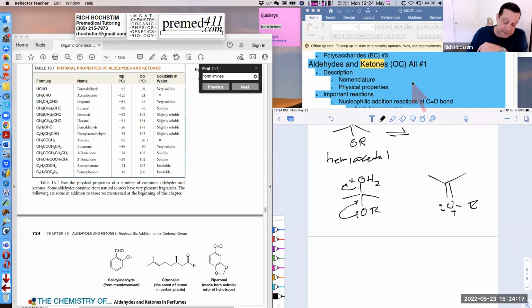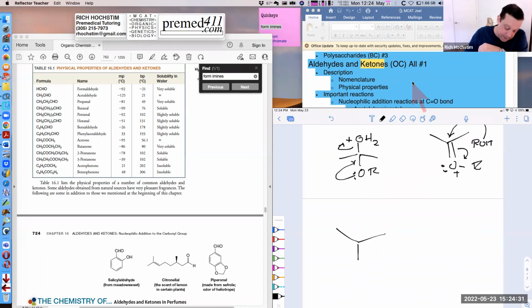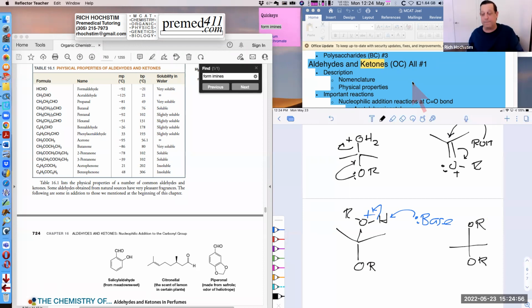And what happens next is we're going to have our alcohol attack. So here comes our alcohol, its lone pair, and then this is going to drop down like this. So what we get is here an OR, and now it's neutral, and then we have an OR and a hydrogen here, and this is positive. Our base comes along like this and grabs this hydrogen like so. That drops down, and lo and behold, we now have our acetal like that.